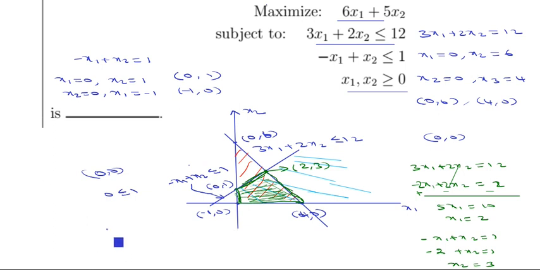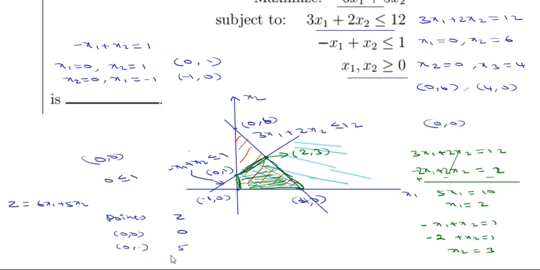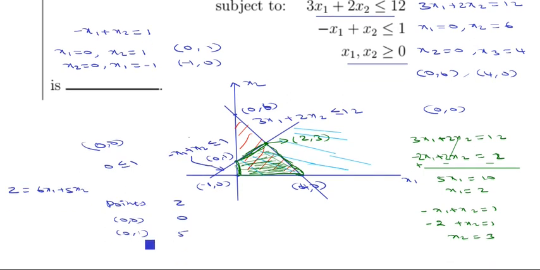So, points and z. What is the z equation? Z is 6x1 plus 5x2. When the point is 0, 0, z is 0. Take 0, 1: in 0, 1, z is 5. And the corner point is 2, 3.